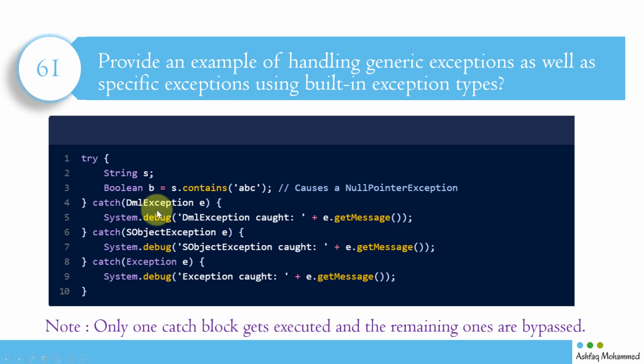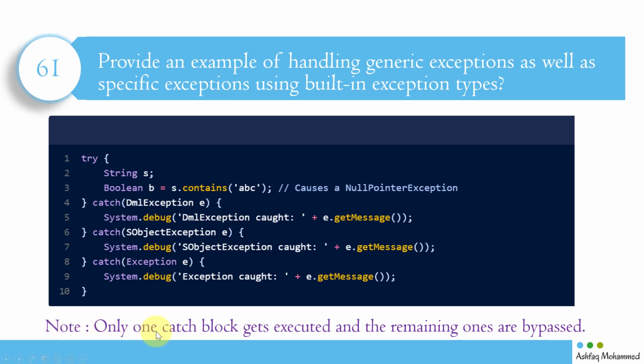But if the interviewer drills you, you can tell them that if I want a different message for DML, or if I want to take a different action, not just the message, I can write code to do some action as well. Maybe send an email to someone very important if it is a DML or SObject exception, and just a message on other exceptions. You can create plenty of examples by yourself if you focus a little and think out of the box. So give such examples in the interview.